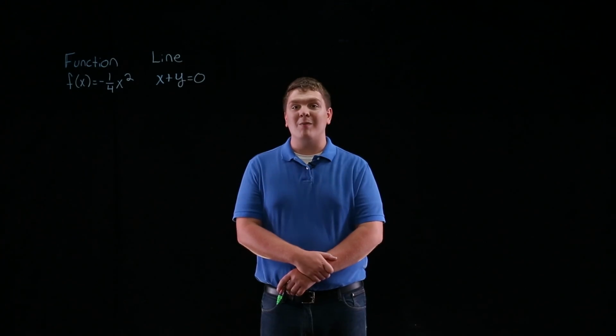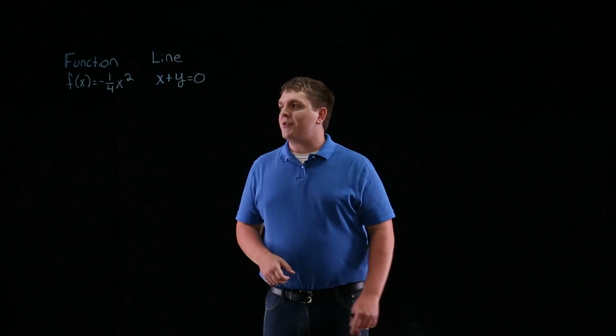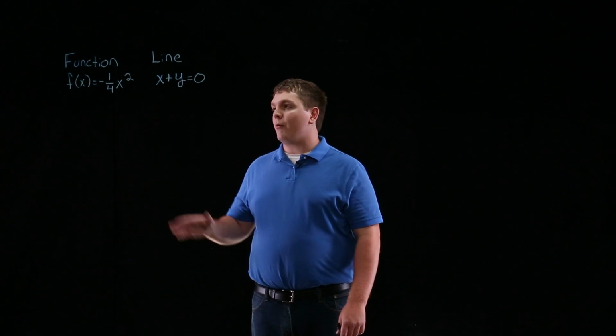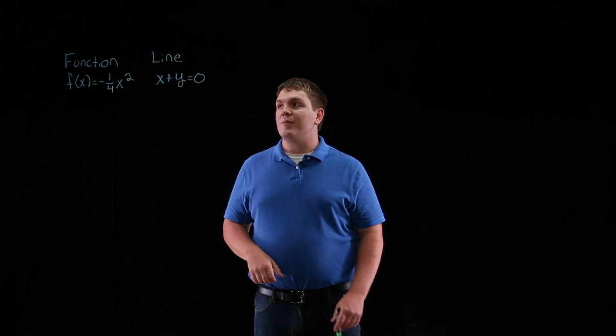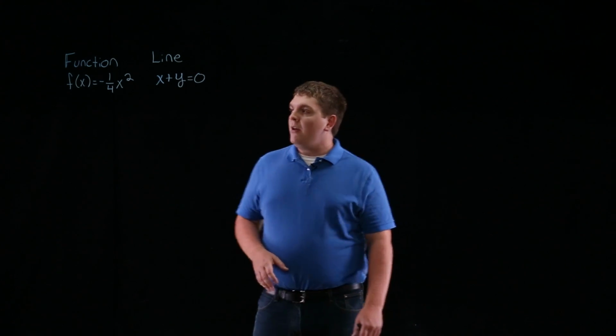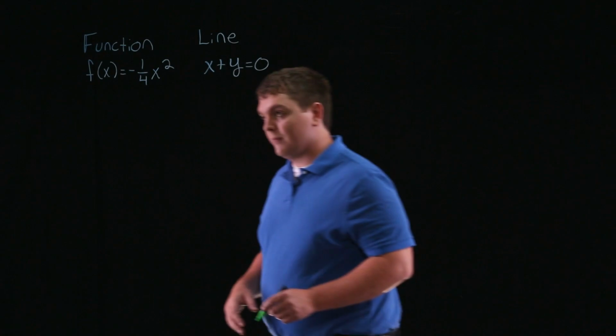Hi, my name's Gabe. For this problem, we're asked to find the equation of a line which is tangent to the function f of x equals negative 1/4 x squared, which is also parallel to the line x plus y equals 0. So let's begin by finding the slope of the line.